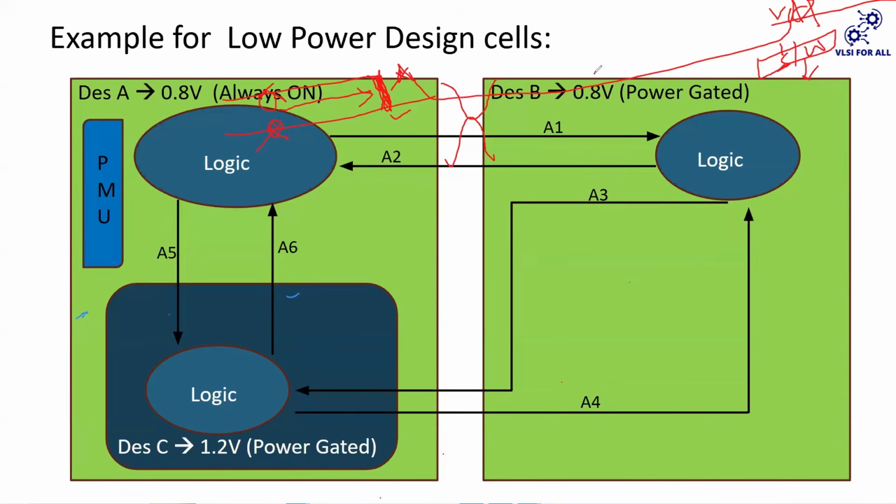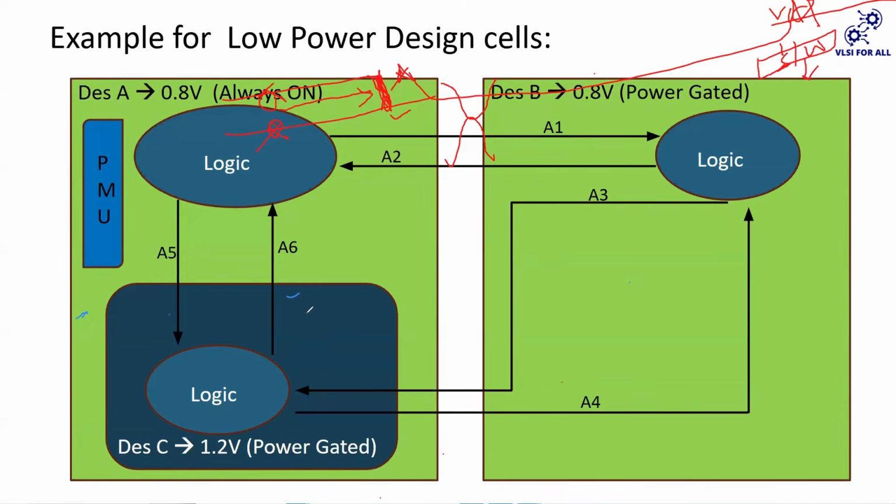Correct. And now you want a level shifter. Now which level shifter? I discussed two categories. Guys, which category? Low to high. Low to high, correct? Very simple, because it's going from 0.8 volt to 1.2 volt. So you need only this. You don't need an isolation cell because again, you are going from more on to less on. You don't require it. Now think of A6.